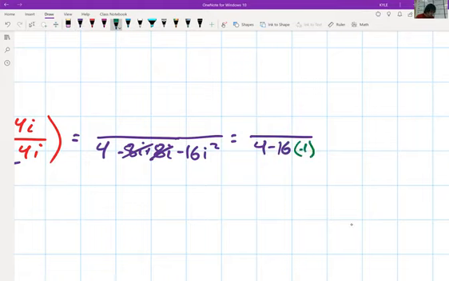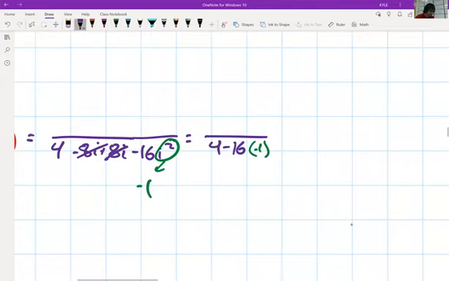times -1, because that's just a -1. So 4 minus -16 is kind of 4 plus 16. That's just going to give us 20. So I'll pause there. I feel good about my denominator. I got rid of the i's.